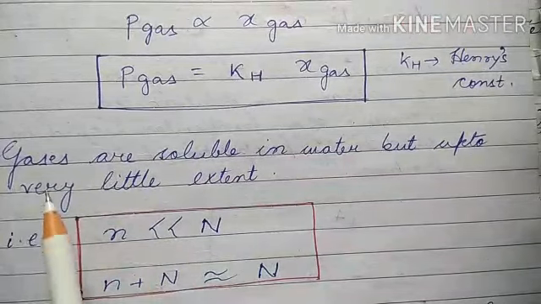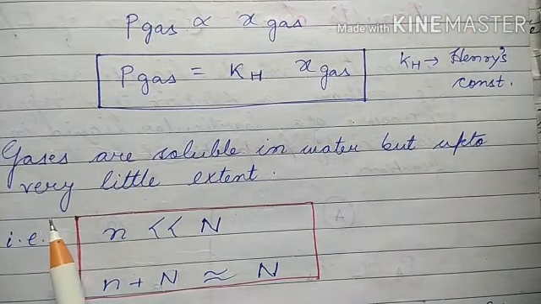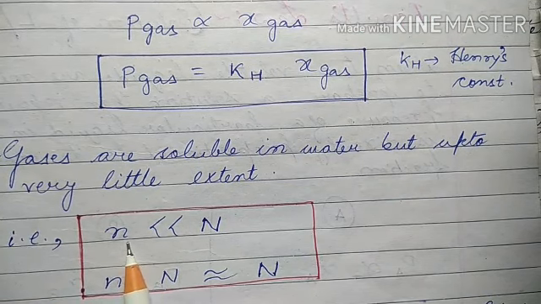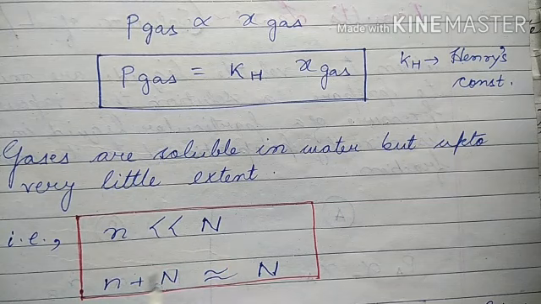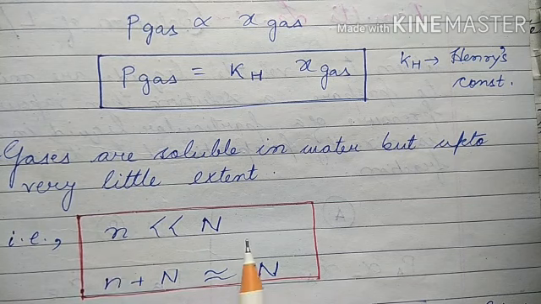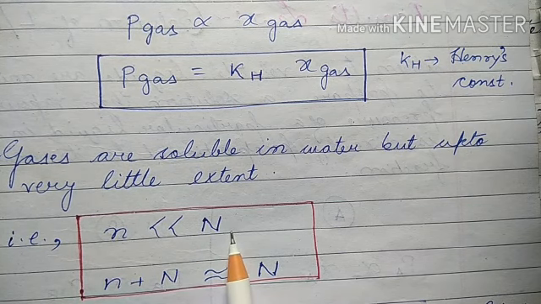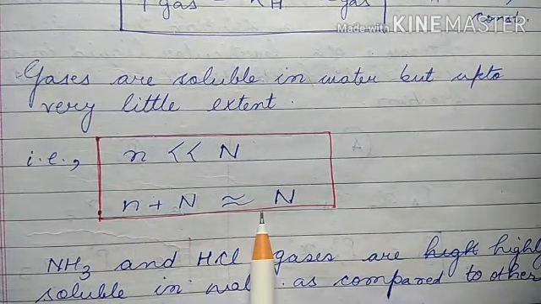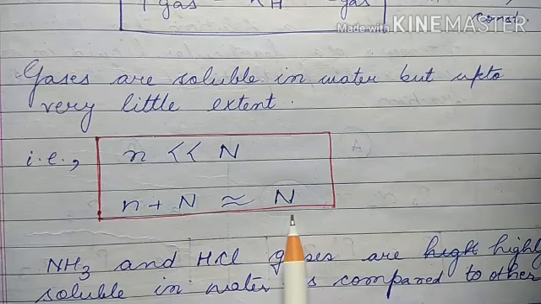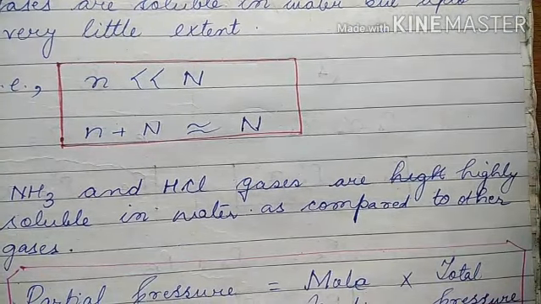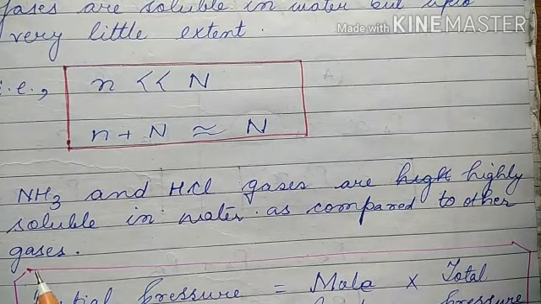Next, gases are soluble in water but up to very little extent, that is n is very much less than N. That means the number of moles of gas which is present in the solution is very less than the number of moles of solvent. So that n plus capital N is approximately equal to the number of moles of the solvent itself. Another important point to note here is ammonia and HCl gases are highly soluble in water as compared to other gases.